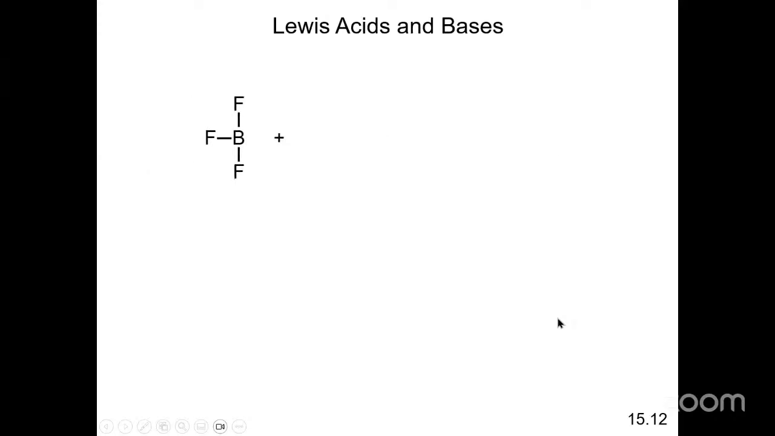So this is an example of an acid-base reaction according to Lewis, which would not be the case if you're talking about the Arrhenius or the Bronsted definition, right? So in this particular case, this pair of electrons will be donated to the boron, right? Now, this can happen because the boron is electron deficient. The reason we consider it to be electron deficient is because it has only 6 electrons in its outer shell, or 3 pairs, right?